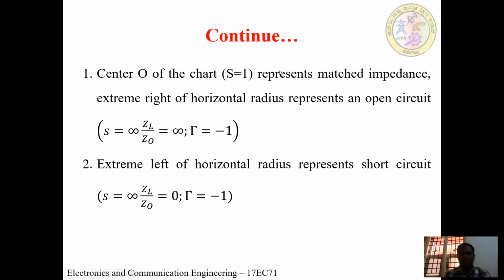The center O of the chart, where S is equal to 1, represents the matched impedance. The extreme left side of the horizontal radius represents open circuit, because under open circuit S is infinity, so when I substitute this, ZL by Z0 is infinity and the reflection coefficient is minus 1. The extreme left of the horizontal radius represents the short circuit. Under short circuit, ZL by Z0 is equal to 0. See, this is very important. This is 0 here.